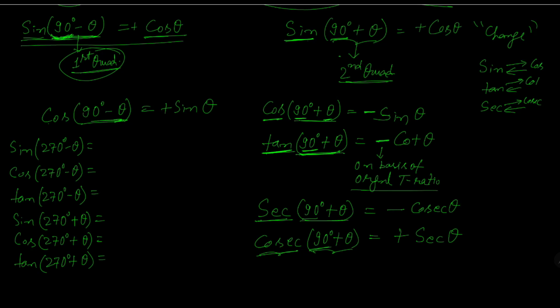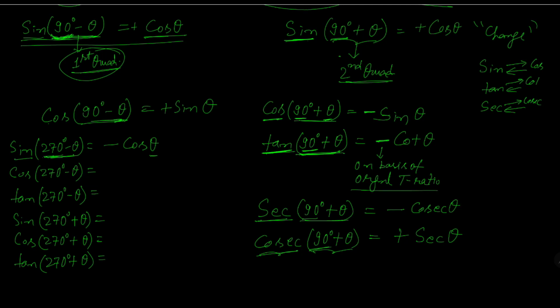Sine 270 degree minus theta, it is the third quadrant. 270 minus theta is third quadrant. Sine negative. So minus, and 270 is an odd multiple of 90. So sine becomes cos of theta. So remember that theta just comes as it is. Whether to change the T ratio or not will depend on odd or even multiple of 90. On the basis of quadrant, the sign will be decided.